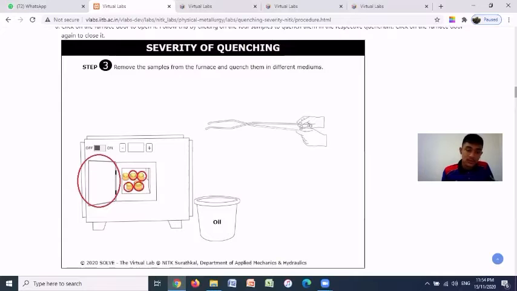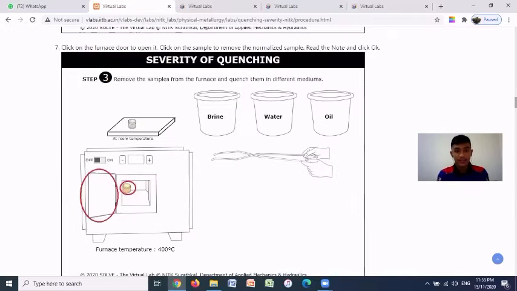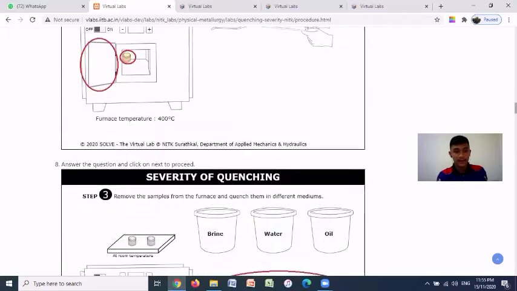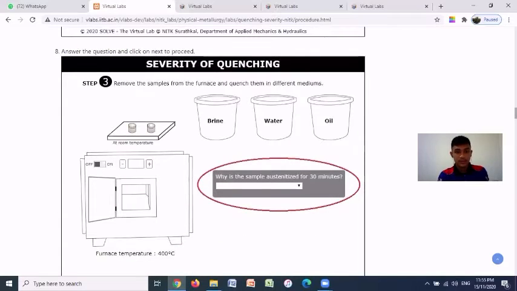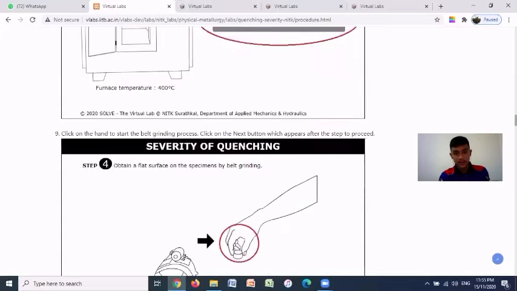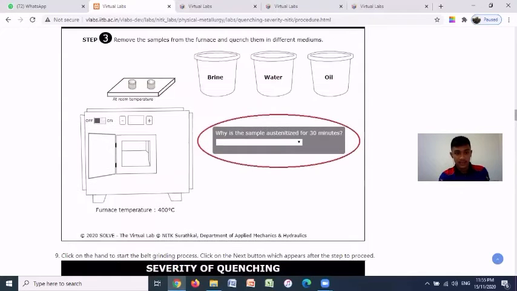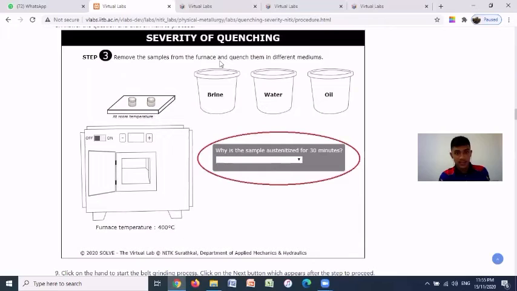So step yang ketiga, remove the sample from the furnace and quench them in the different medium. Contohnya oil. Ada brine, water, oil. Alright. So what is the sample austenitized for? 30 minit. Okay, dia akan tanya nanti. Remove the sample from the furnace and quench them in different medium.